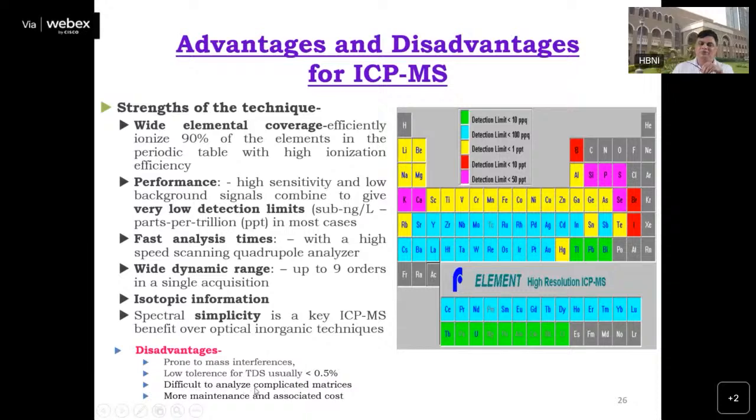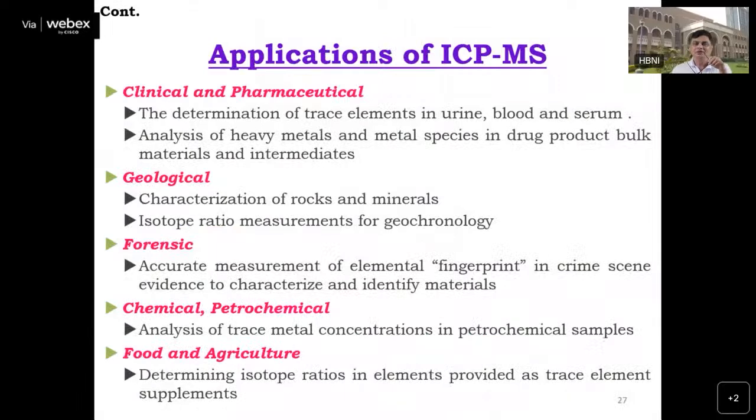It is also difficult to analyze a complicated matrix, because when the matrix is very complex, certain issues come up during calibration as well as analysis. It needs more maintenance, and since it needs more maintenance, the associated cost is also higher compared to other optical techniques like ICP-OES, FAAS, or GFAAS. These are the various applications: clinical and pharmaceutical, zoological samples, forensic, chemical, petrochemicals, food, and agriculture.